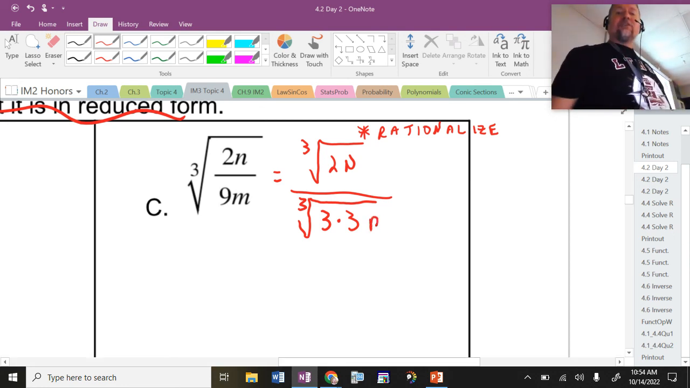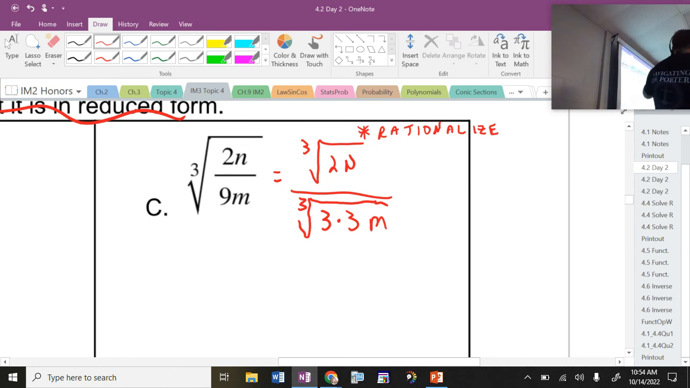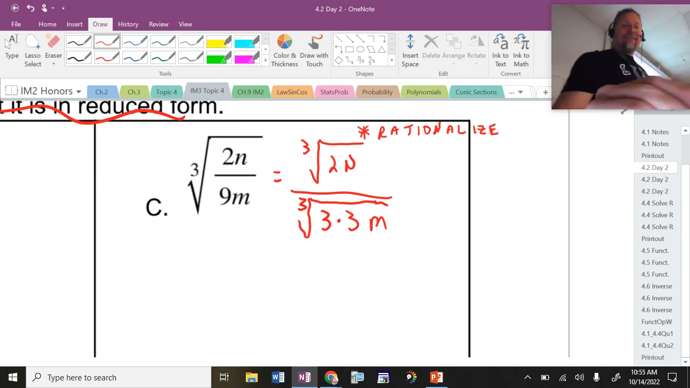Okay, now I have a question for you. In a perfect world, how many 3s would be in the denominator so that it would simplify? How many 3s would I need? 3, 2, 1, go. 3. How many M's would I need? Same answer. 3. Make your fantasies come true.